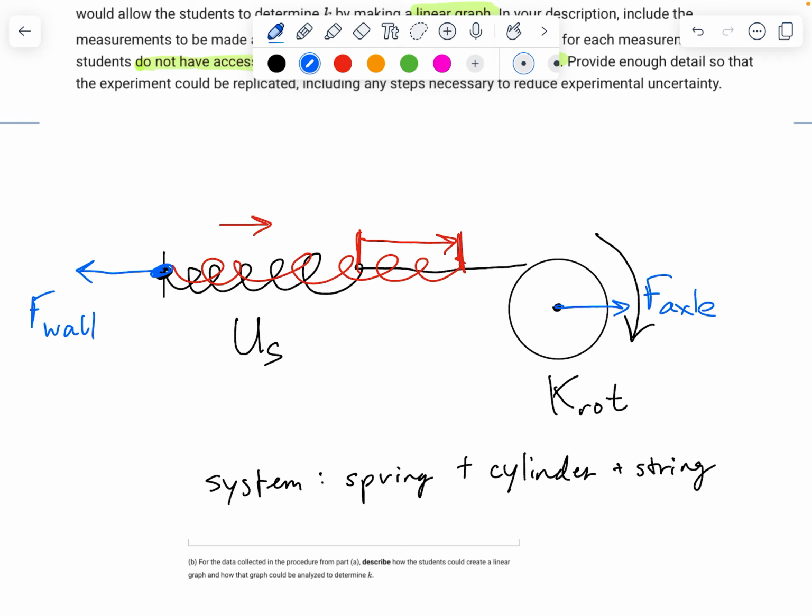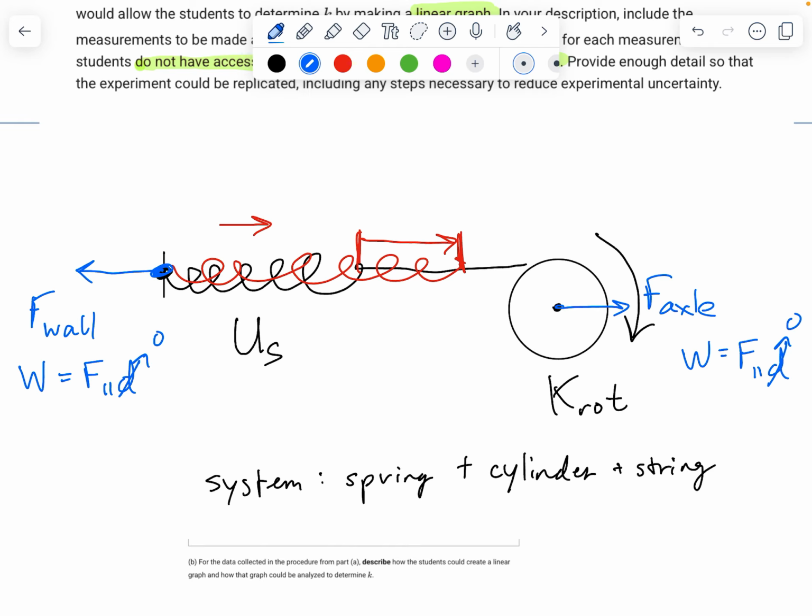Even if you look at the work being done by the wall, F parallel D, right, the wall is not moving anything, so really your displacement value is 0. You could say that the center of mass of the spring moves a little bit, but again, it's pretty much a massless spring. If you look at the work done by the axle, again, F parallel D, right, there is no displacement of the cylinder. So again, your D value is 0. So we have no work being done. So what does that mean?